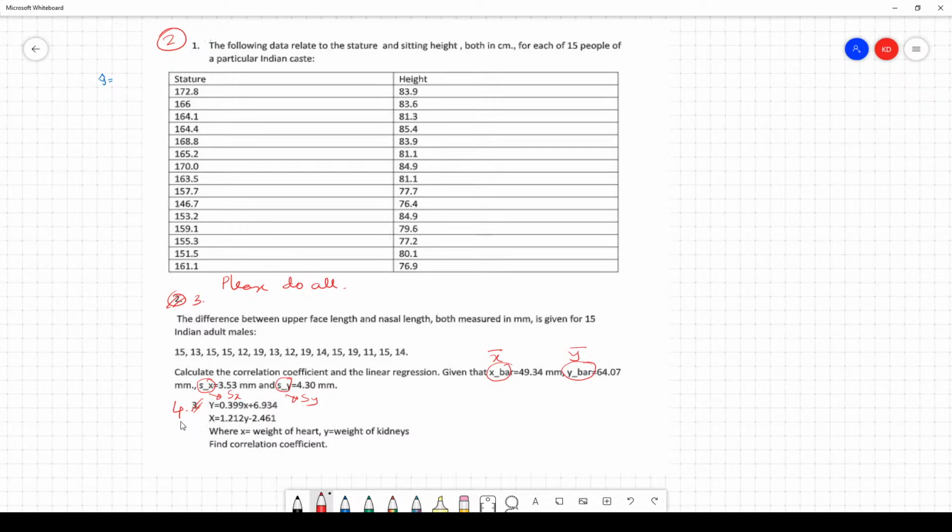And the fourth problem, just find the correlation coefficient using these two regression lines, where x is the weight of a heart and y is the weight of a kidney.